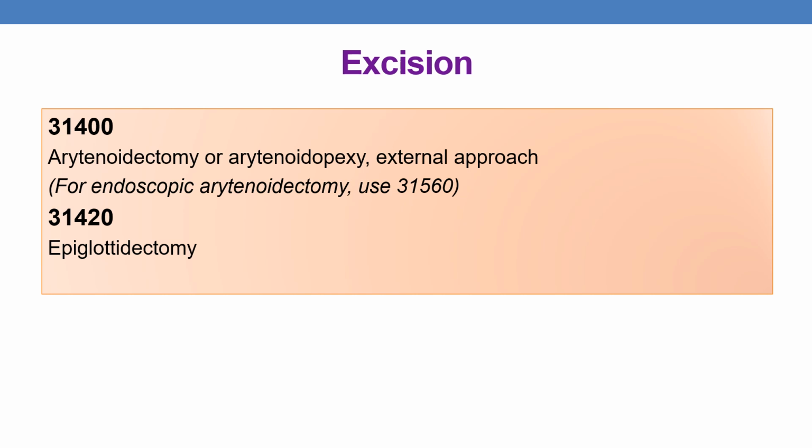The next CPT is 31400. It deals with arytenoidectomy or arytenoidopexy, external approach. And for endoscopic arytenoidectomy, you need to use 31560. The next CPT is 31420. It deals with epiglottidectomy.